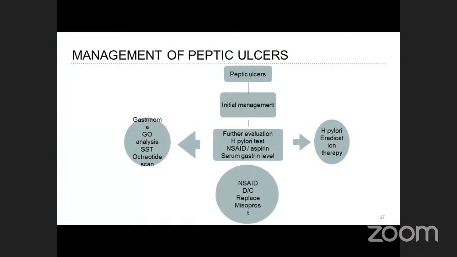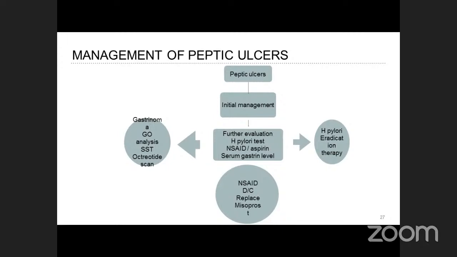In management of peptic ulcers, one has to start with the basic initial management, that is ABC, after securing the airway and making the patient hemodynamically stable. One has to go for further evaluation. One has to rule out H. pylori infection. If it is there, then H. pylori specific eradication therapy can be initiated, that is with clarithromycin, amoxicillin, and proton pump inhibitors. Or similarly, we can even go with LAP, that is levofloxacin, amoxicillin, and a proton pump inhibitor.